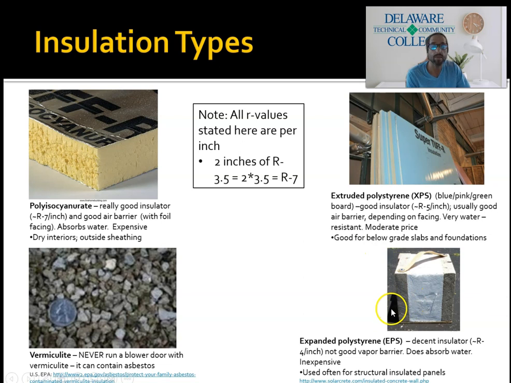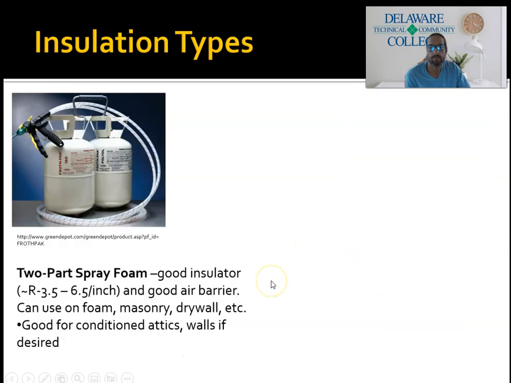Then you have your EPS, which is just styrofoam. Solid insulator, about R4 per inch. Not a good vapor barrier, not a good air barrier. It does prevent some airflow. This is super cheap, but it's just not used that much because it's not good underground, and it's not as good of an insulating value as blue board or the XPS.